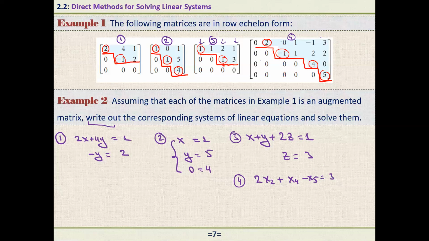And how about the second line? 0 times x1, 0 times x2, negative 1 times x3, that is minus x3, plus x4, plus 2x5, that is equal to 2. And here we have 0, 0, 0, 0. So the last one is x5, so x5 is equal to 0. And the last one is 0. On the right-hand side, we have a non-zero number. That's why we need to write this equation. 0 equals 5. So that is the system of linear equations which is represented by this augmented matrix. Okay.